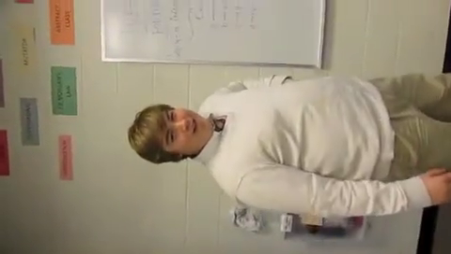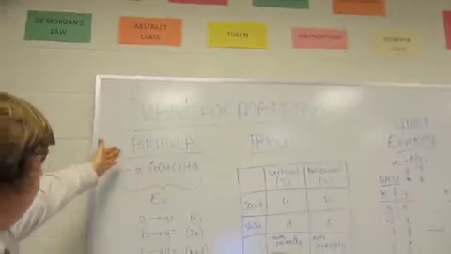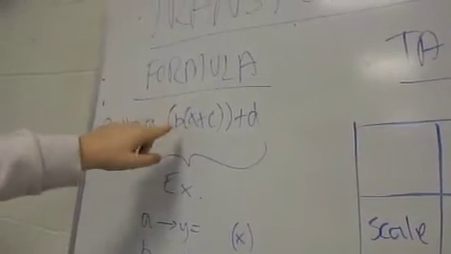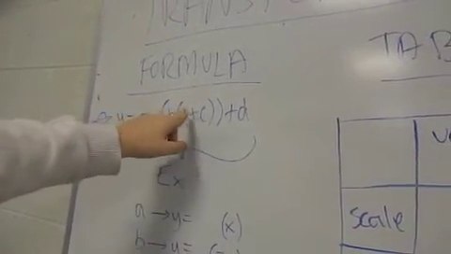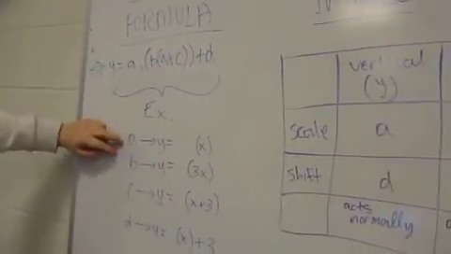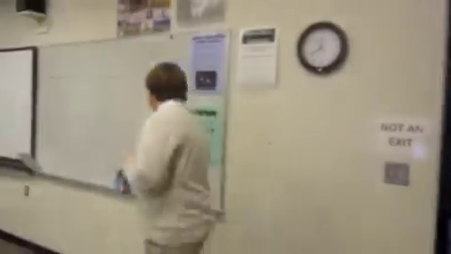My name's Eric, and I'll be doing transformations for you. Okay, so the formula for transformations is y equals a(b(x plus c)) plus d. Some examples of the a would be just like, oh my bad, I forgot to put something there.